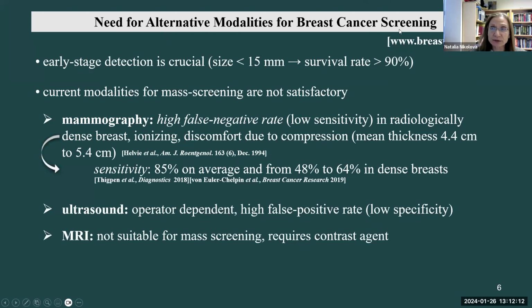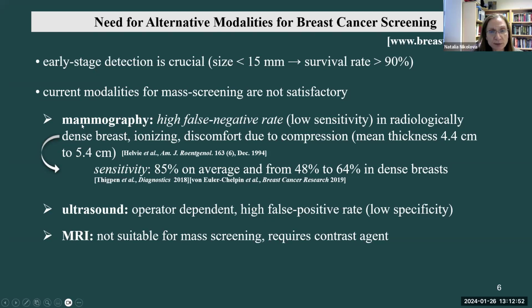Breast cancer screening in particular is in great need for alternative modalities. And when I'm saying alternative modalities, I mean alternative to mammography, which is the usually employed modality for breast cancer screening. Obviously, early stage detection is critical. It is well known that if the malignant mass is removed before it reaches a size of 15 millimeters, survival rates are very, very high. On the other hand, the detection of such small-sized tumors is the problem.